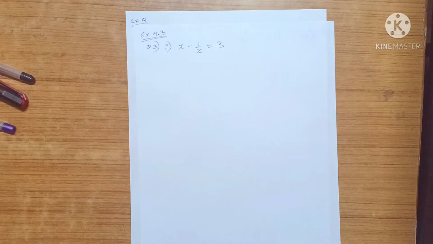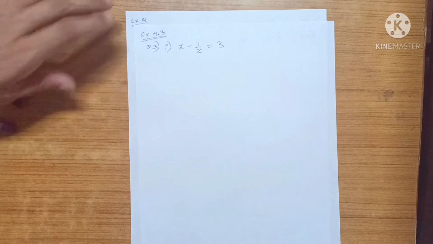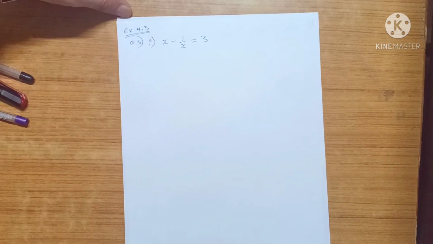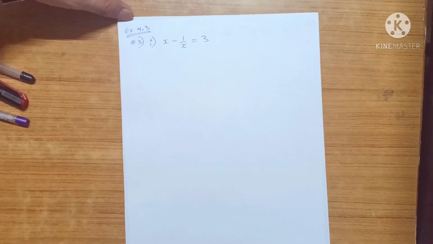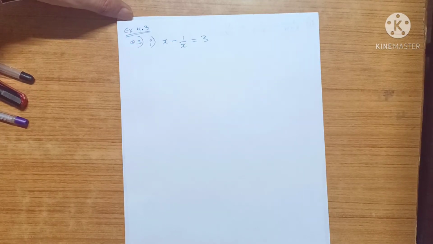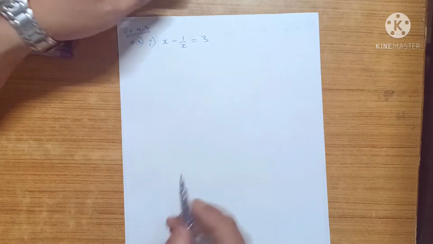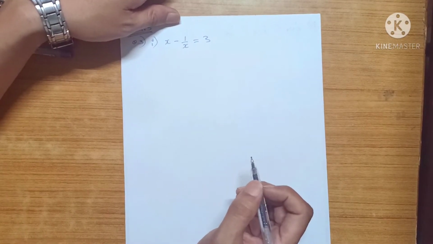Okay, we will be doing 4.3 question number 3. In this question they're just asking us to factorize the following equations, so they're not asking for any specific method. So we can split the middle term if we want to, or we can use the quadratic formula, or you can also use the completing the square method.